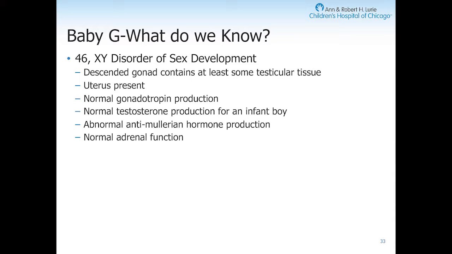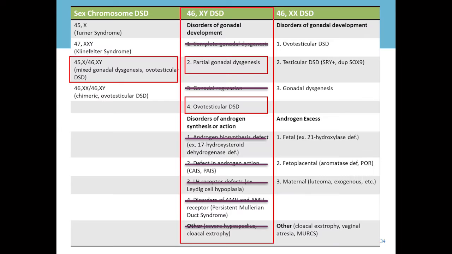We know that the gonadotropins were normal, the testosterone was typical for a baby boy, the AMH level was in between, and the adrenal function was normal. So I just said we're in this middle column, and so then we have to think through all these different conditions and what this could be. The baby has at least one gonad that is descended, and there's a lot of testosterone being produced. So we know this baby has some gonadal function. This baby does not have complete gonadal dysgenesis. Gonadal regression is a condition where the gonads completely regress or go away. That's not this.